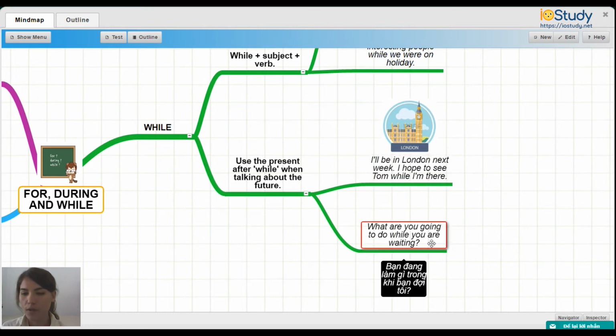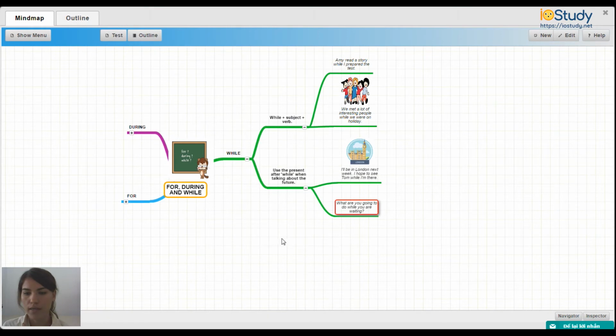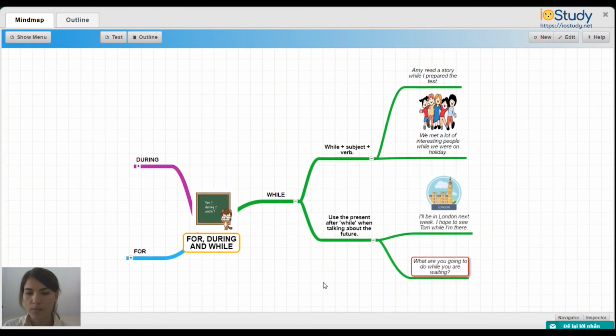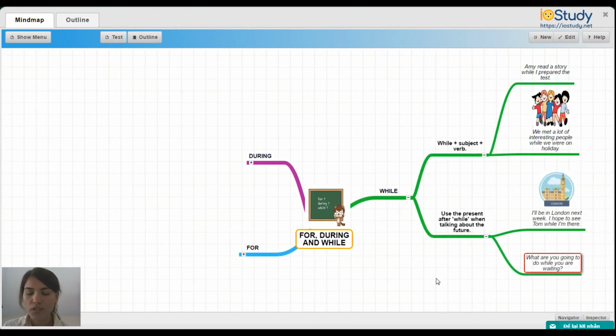Next example. What are you going to do while you are waiting? Again, this is a question, but we use the present after while. So, while you are waiting. And what are you going to do is the future. Okay. So here's your mind map about while. Let's move on to during.